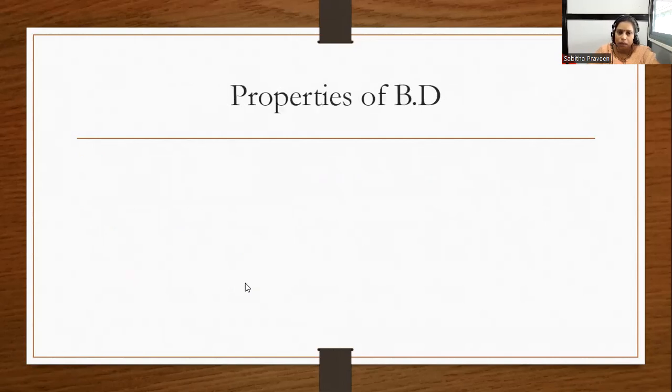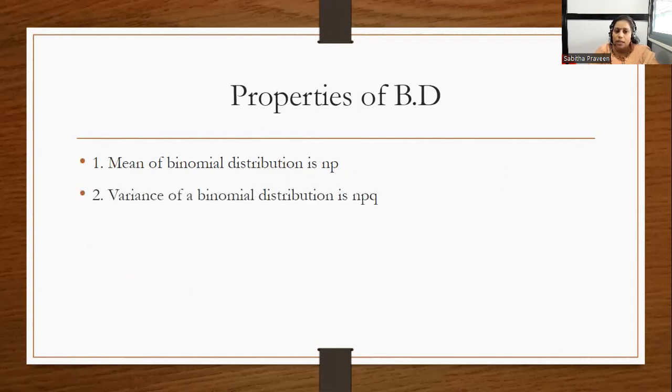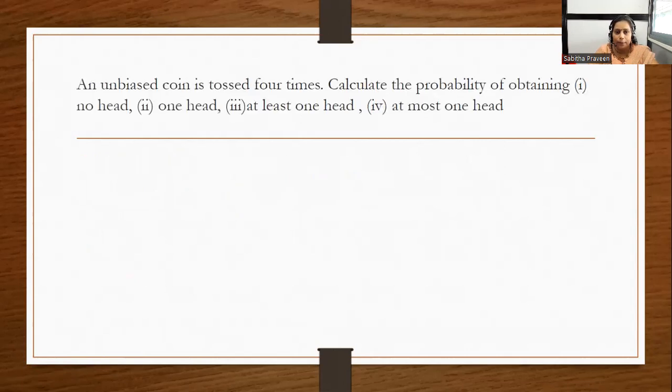Next are the properties of the binomial distribution. The first property is about the mean: the mean of the binomial distribution is n into p, where n is the number of trials and p is the probability of success. Second, the variance of the binomial distribution is n into p into q, where n is the number of trials, p is the probability of success, and q is the probability of failure.